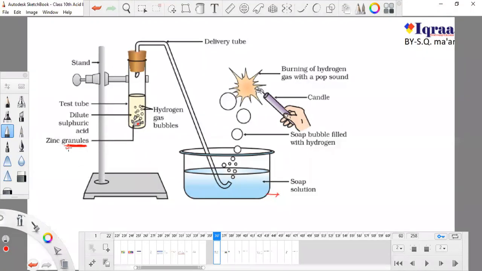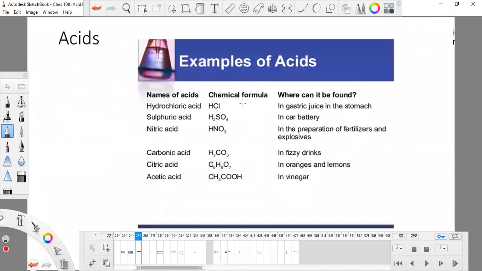So when we take zinc granules, or we can take other metals like magnesium, metals like iron, and other metals in this test tube, and we are adding HCl to this, or you can add any type of acid. Try to memorize these acids.